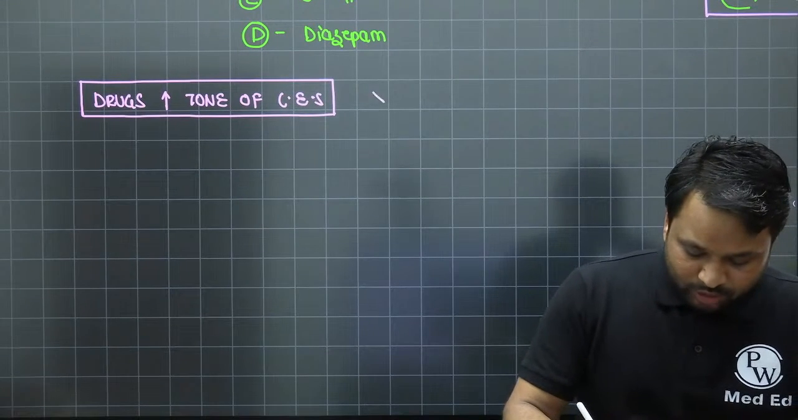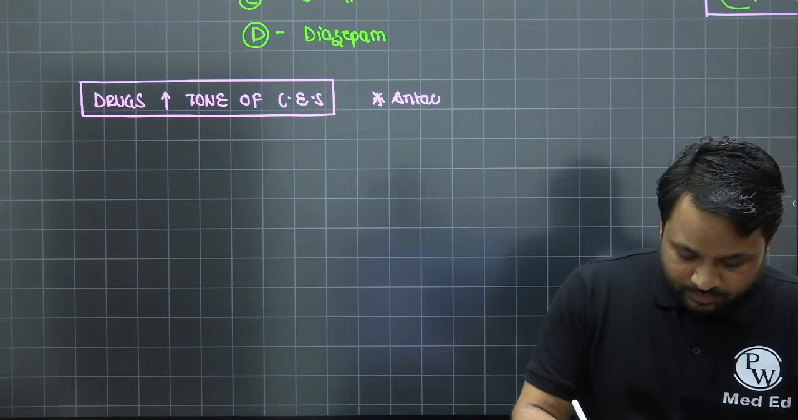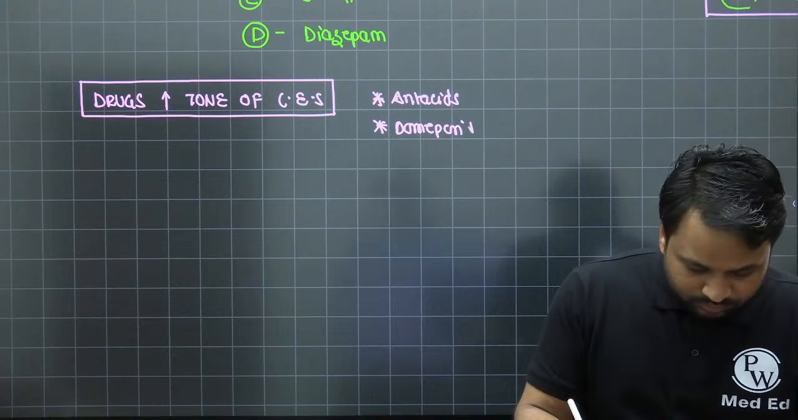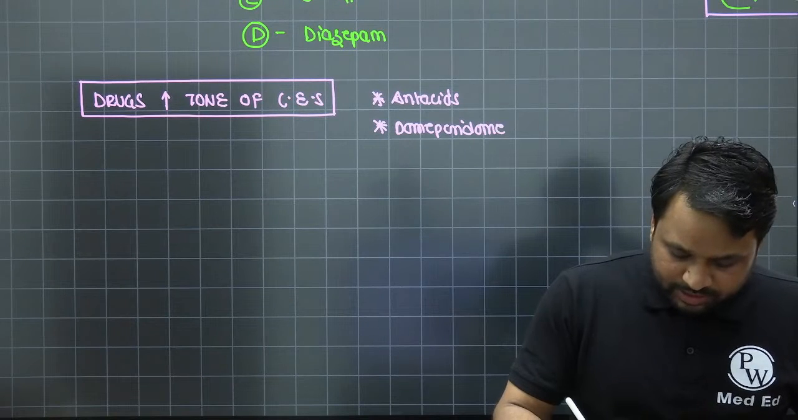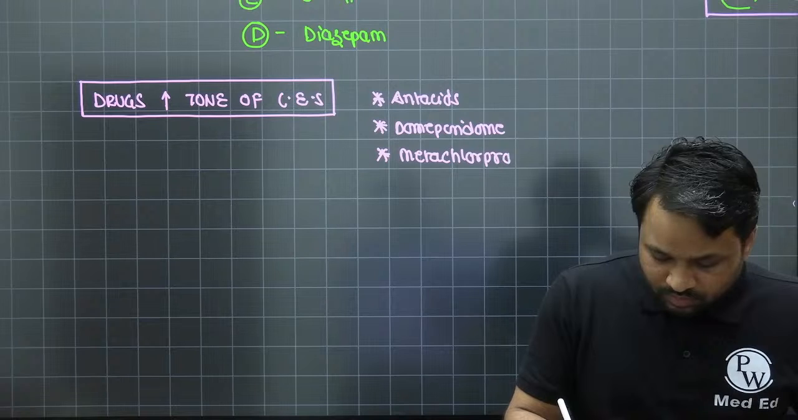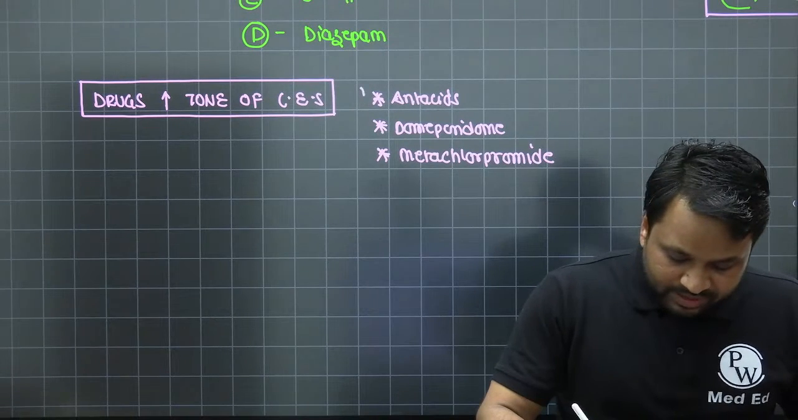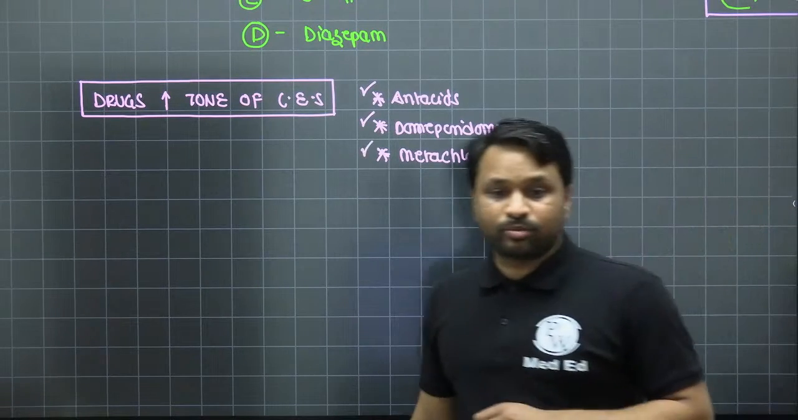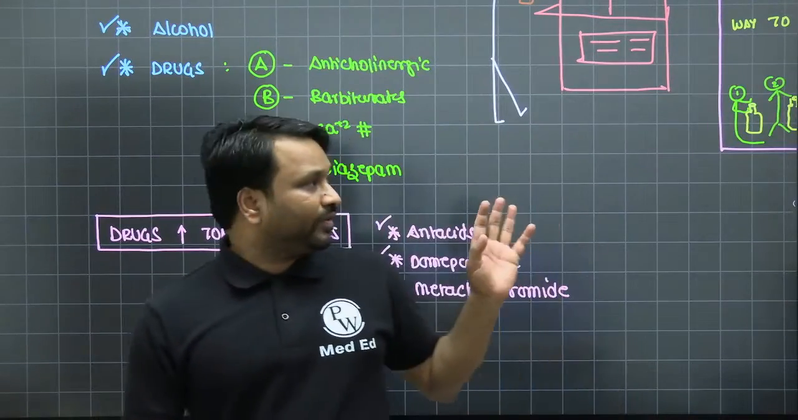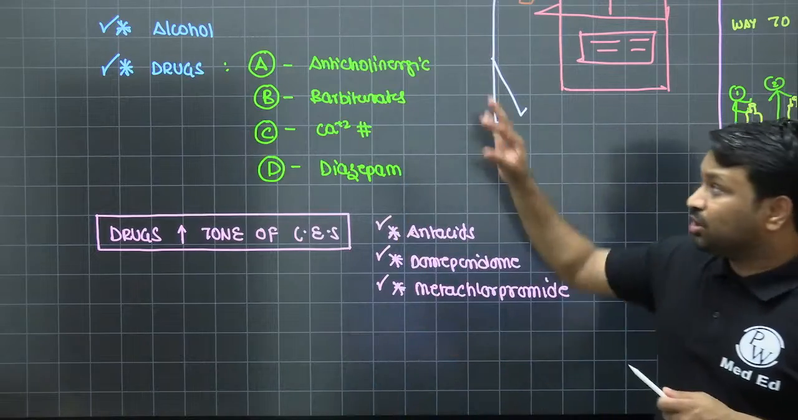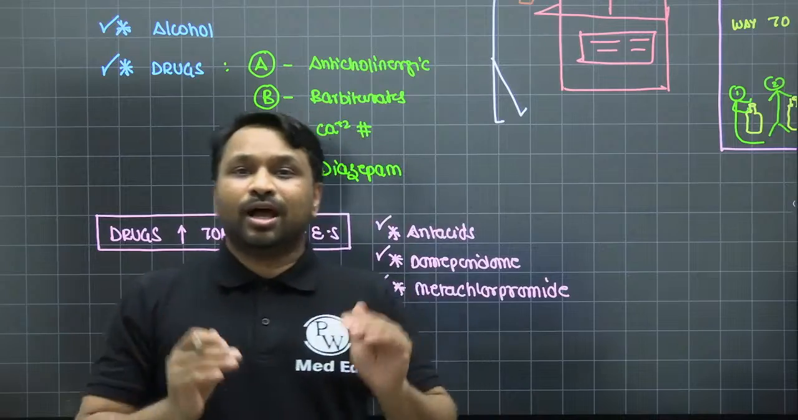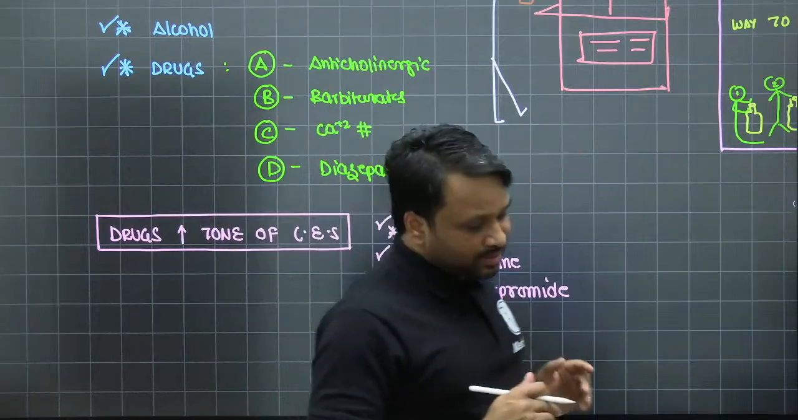Number one, it is going to be antacids. Number two, it is going to be domperidone. Number three, it is going to be metoclopramide. So we have antacids, domperidone, and metoclopramide. These are the drugs that increase the tone of LES. So we know the drugs that decrease the tone of LES, and we also know the drugs that increase it. So whenever the tone of LES decreases, we'll give the drugs that increase it, and that's how you're going to treat if the tone of LES drops.